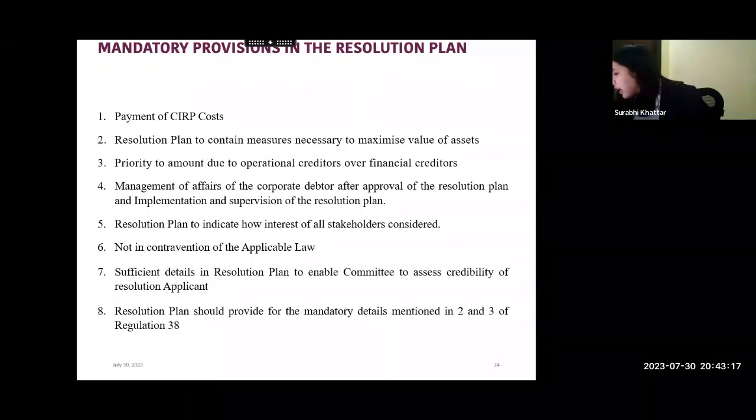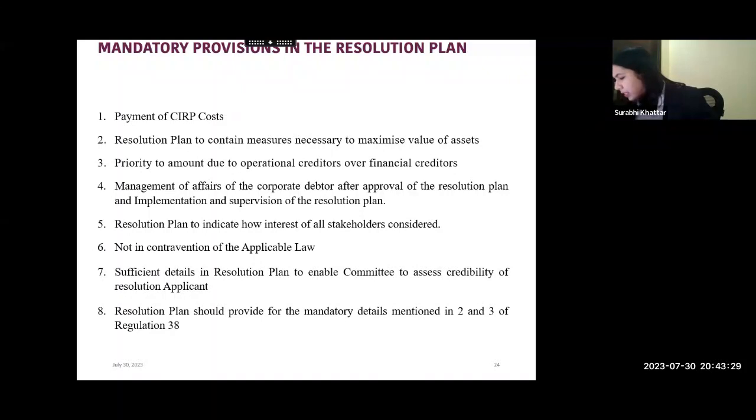Resolution plan to indicate how interest of all stakeholders are being considered, and that the resolution plan is not in contravention of any of the applicable laws. Sufficient details in the resolution plan to enable the committee to assess the feasibility and viability.